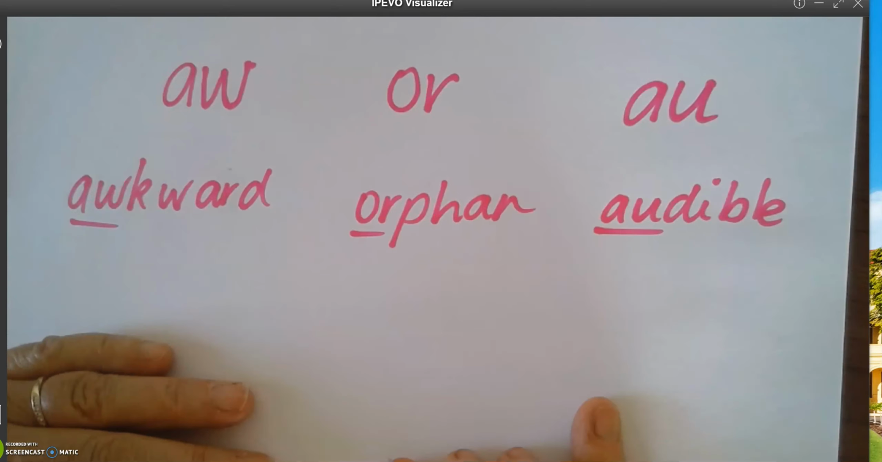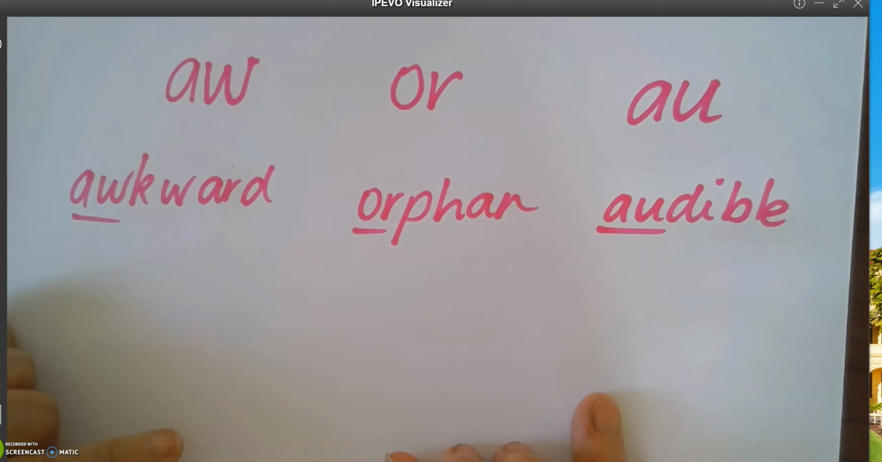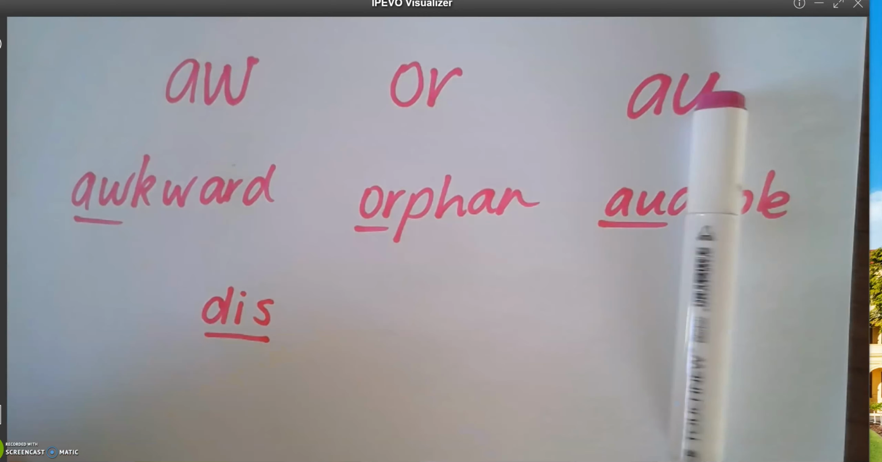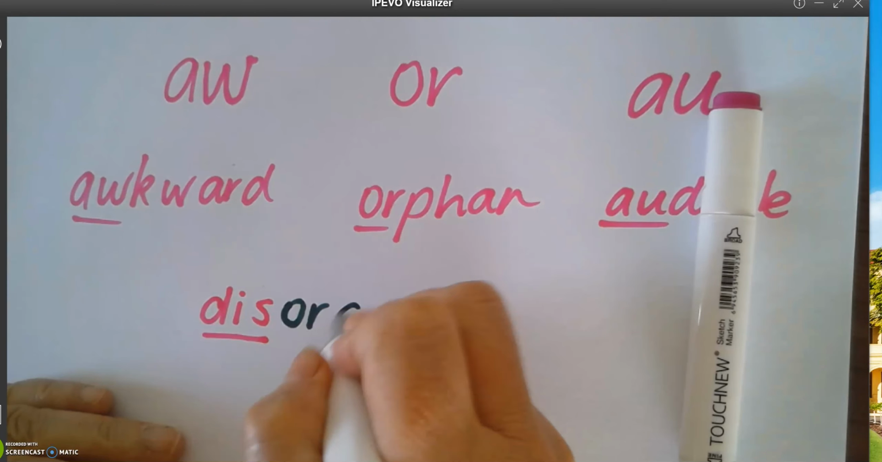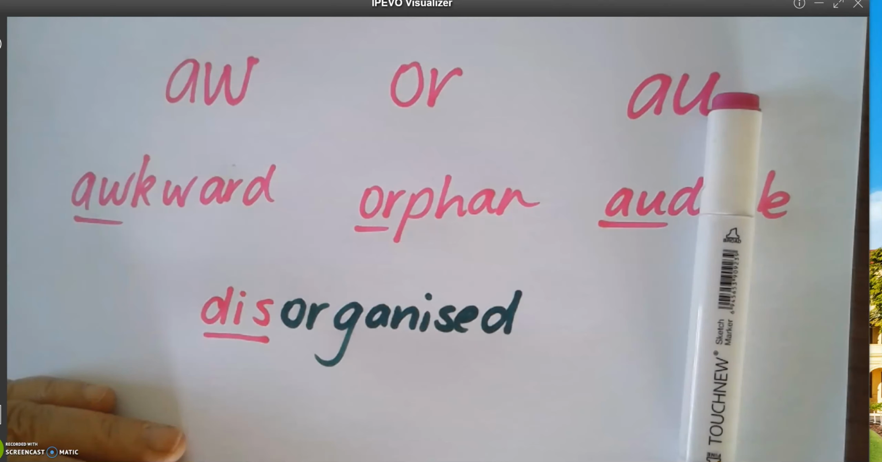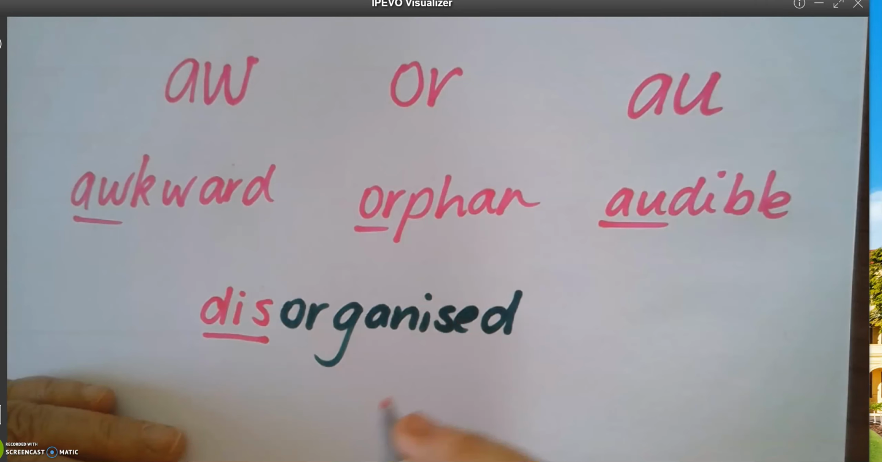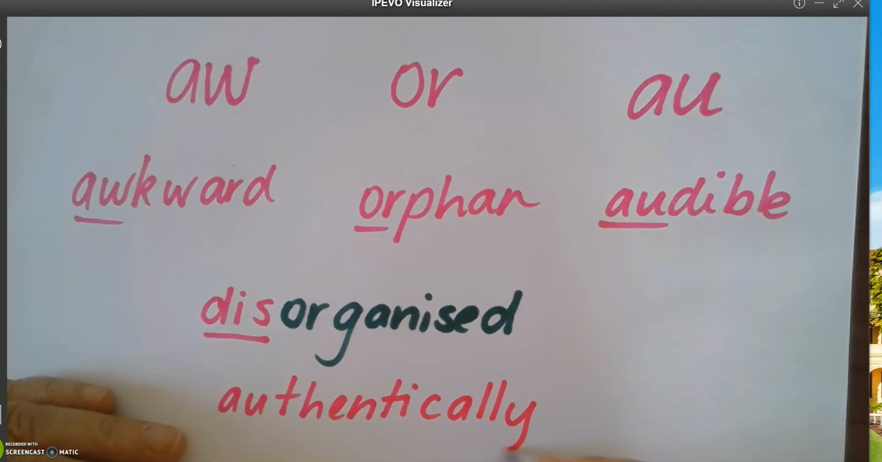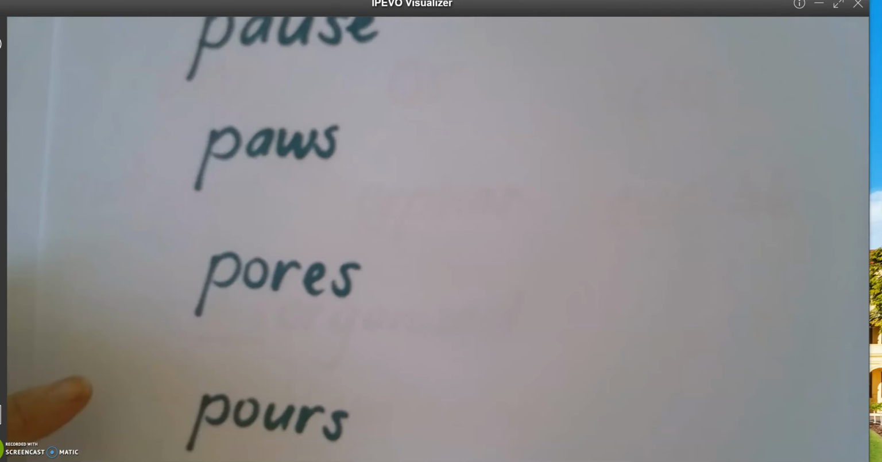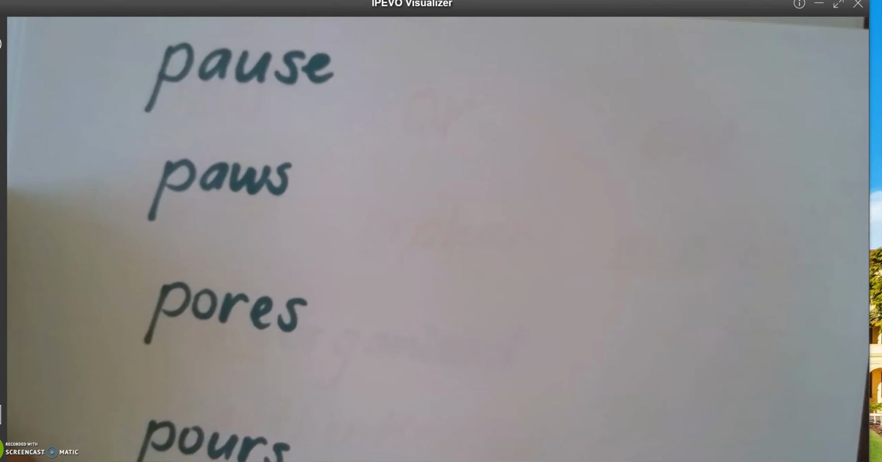We're going to learn how to build on those words using prefix and suffix. So using prefixes, which is at the front of the word, we can use the word disorganized. We can use ends of words like -ally, authentically.